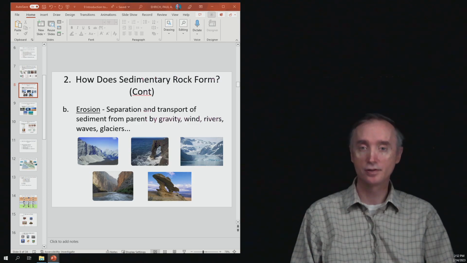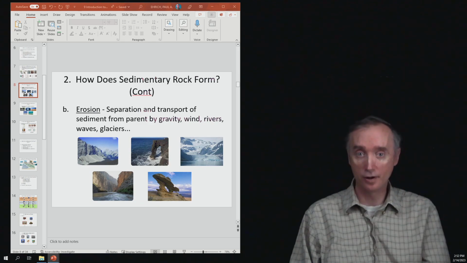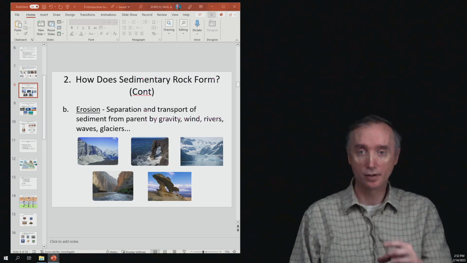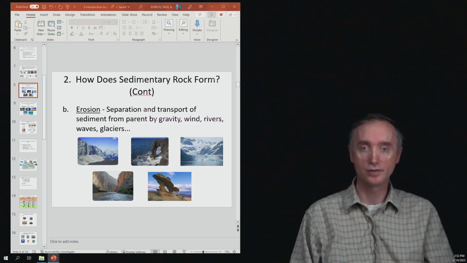So as the rock on the rock faces wears down and is broken up by weathering, then gravity is going to pull it off the face and it's going to pile up at the base of the cliff. So that would be an example of what gravity can do.